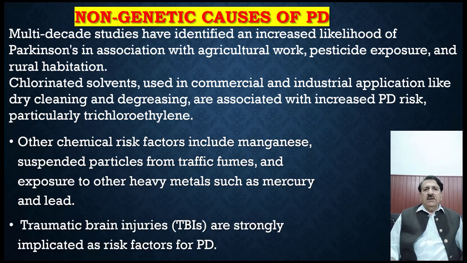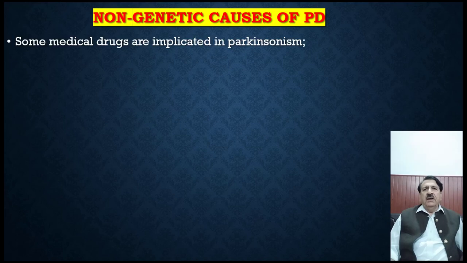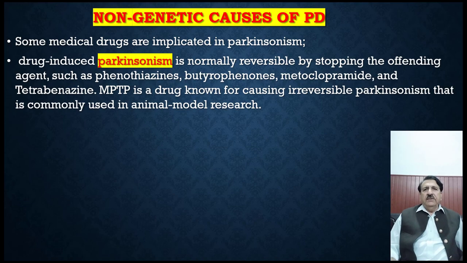Traumatic brain injury, called TBI, is implicated as a risk factor for Parkinson disease. Non-genetic causes of Parkinson disease. Some medical drugs are implicated in Parkinsonism. Parkinsonism is normally reversible by stopping the offending agents such as phenothiazines, butyrophenones, metoclopramide, and tetrabenazine. MPTP is a drug known for causing irreversible Parkinson's that is commonly used in animal model research.